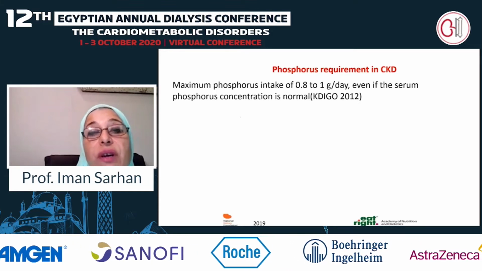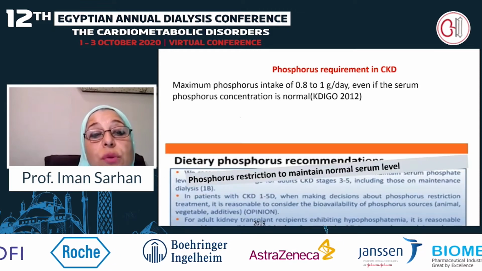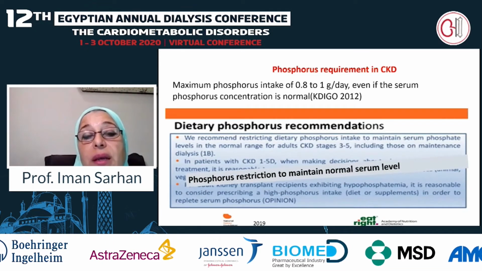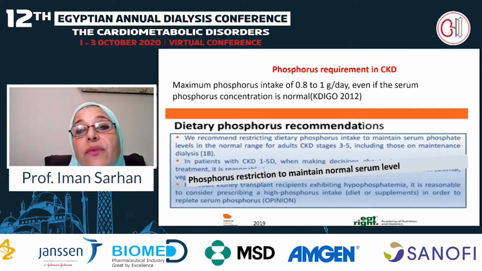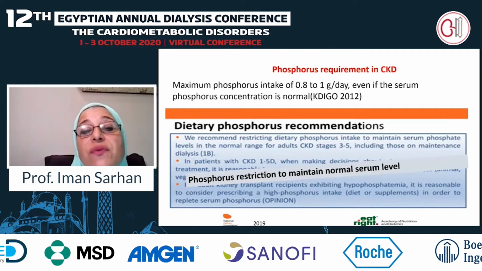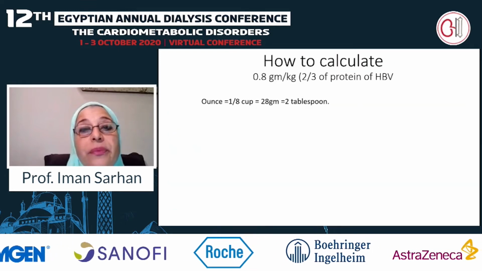The phosphorus requirement is 0.8 to 1 gram, even if the serum phosphorus is normal, and this is important. I just want to make sure that phosphorus restriction occurs even when the serum phosphorus is normal, starting from stage 3, and the phosphorus restriction is trying to maintain the normal level.